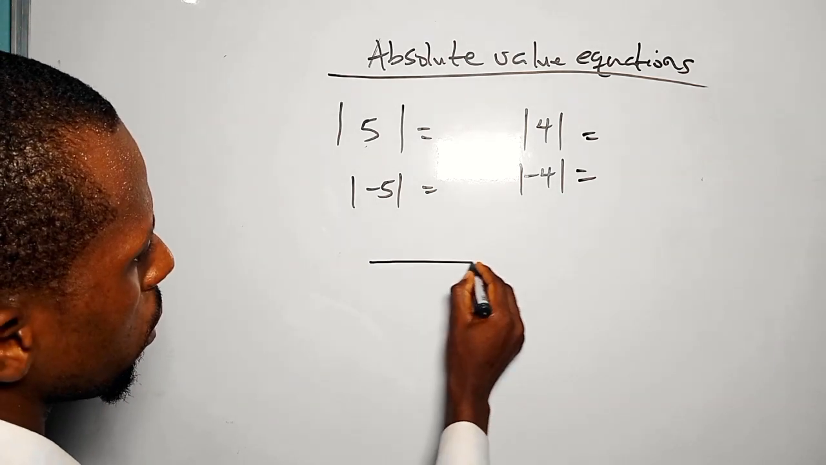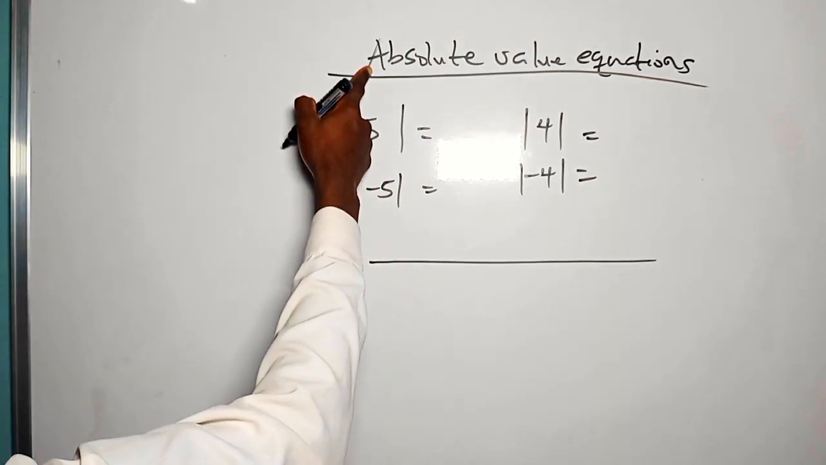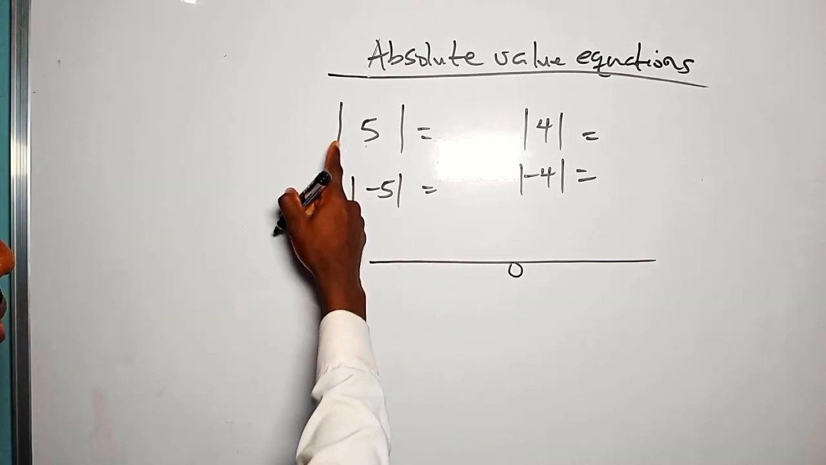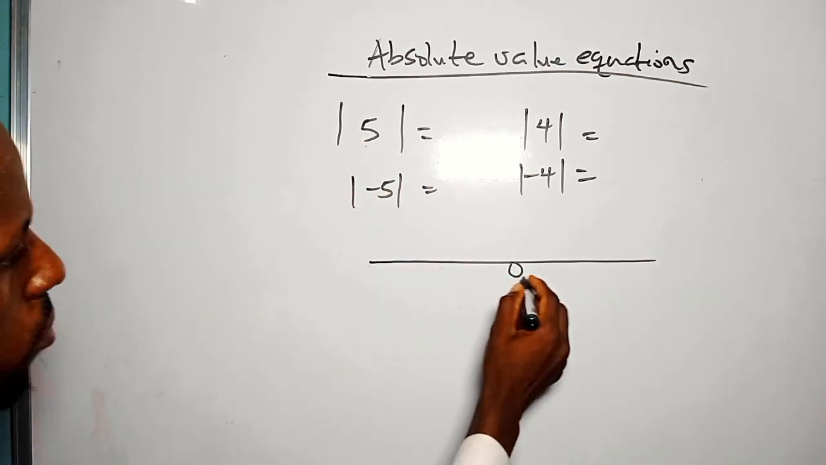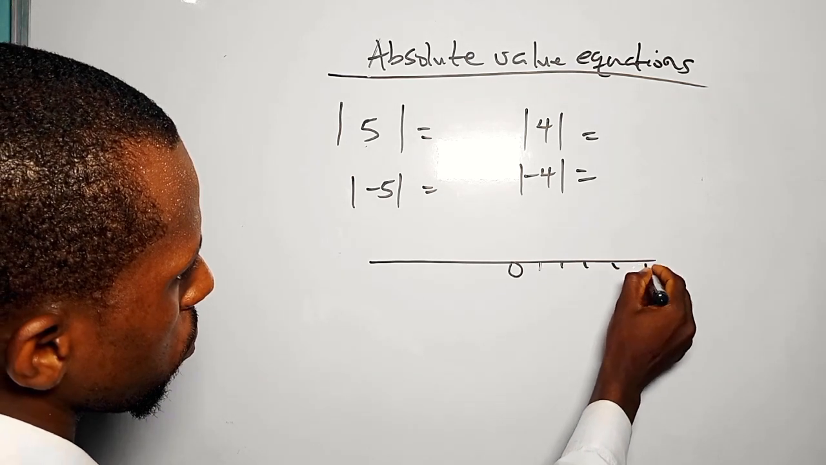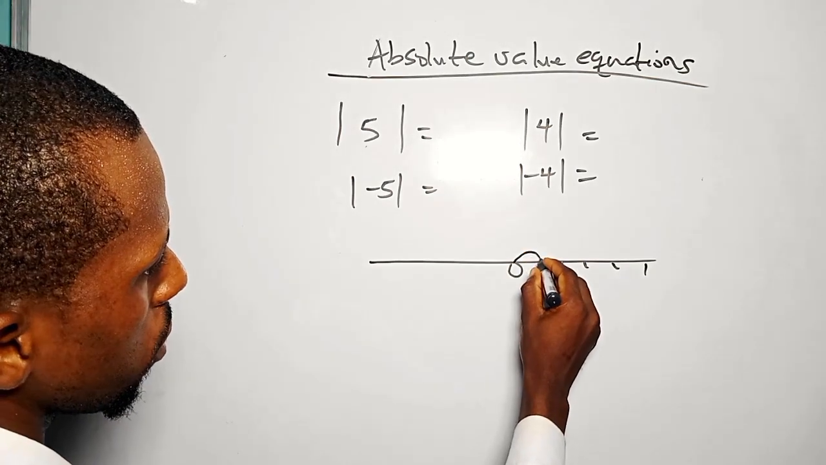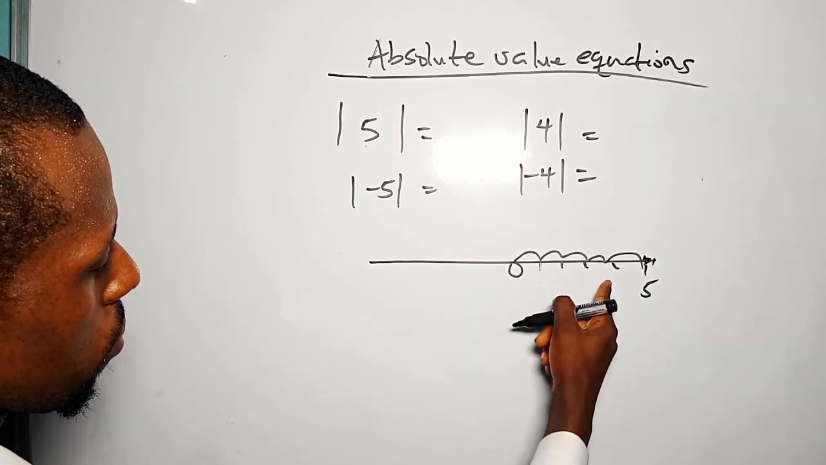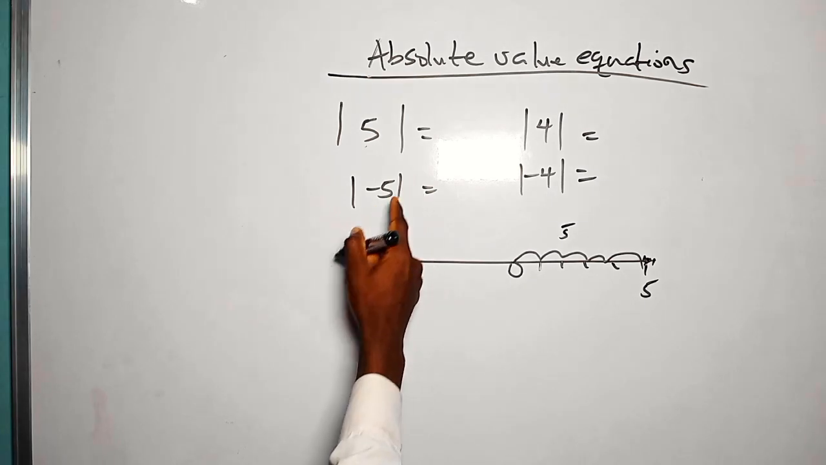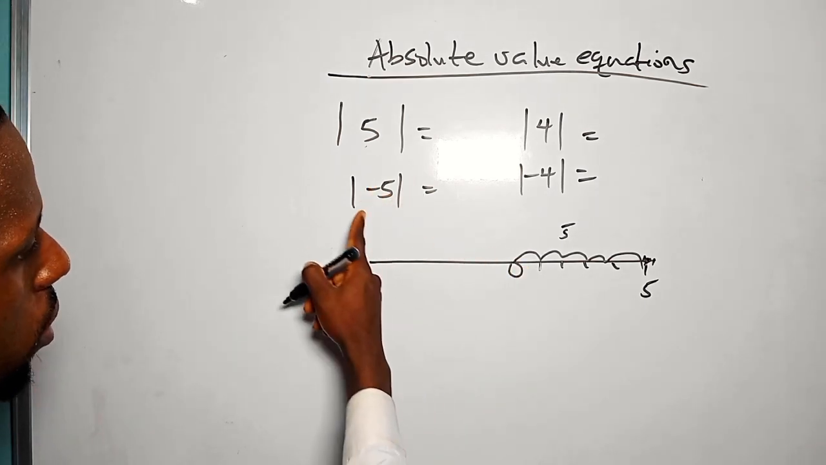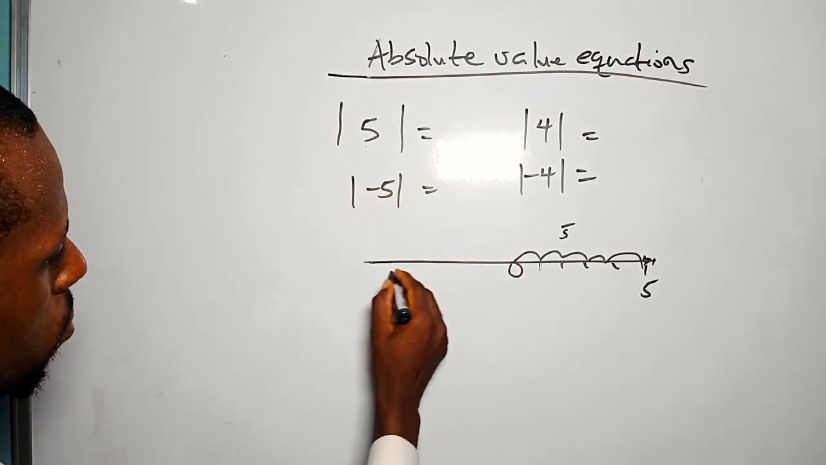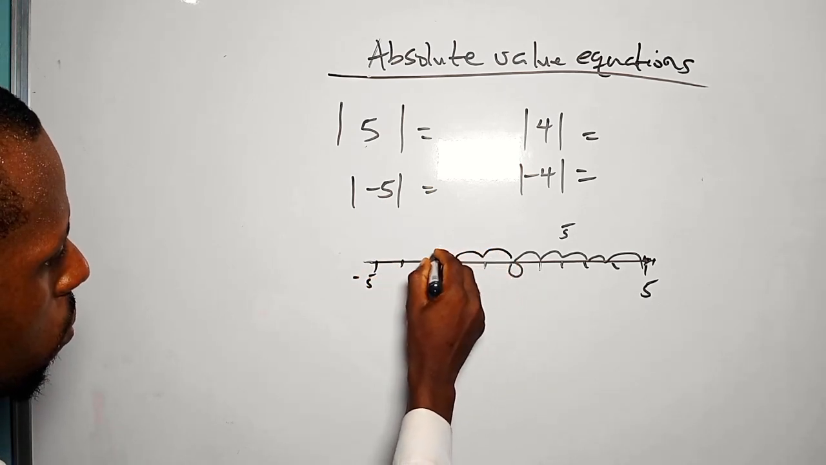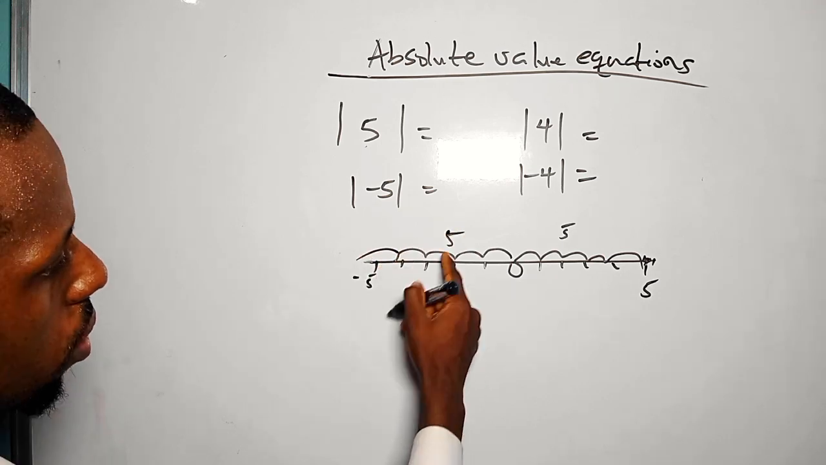So when we have a number line, absolute value deals with the distance from 0 to the number. Let's start with the positive 5. Let's say we have 1, 2, 3, 4, 5. So we are looking at the distance from 0 to 5. Here we say it's 5 units, and the distance from 0 to negative 5 is 5 units as well.